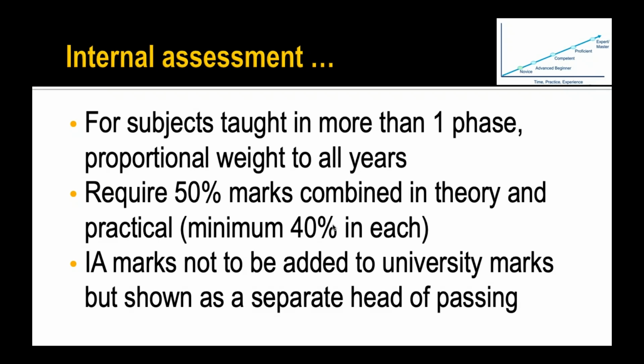Some of you might have been told during SIST programs about the 35% requirement, and then the student is to come back and make up for all that. So that has been taken away. So now a student requires 50% marks to be able to appear for practical for university examinations, with minimum of 40% in theory and practical each.